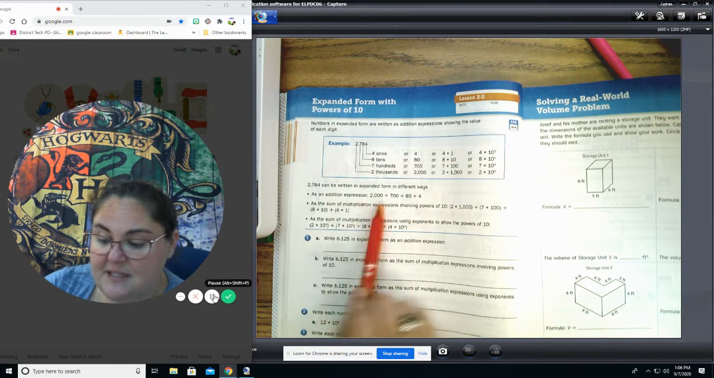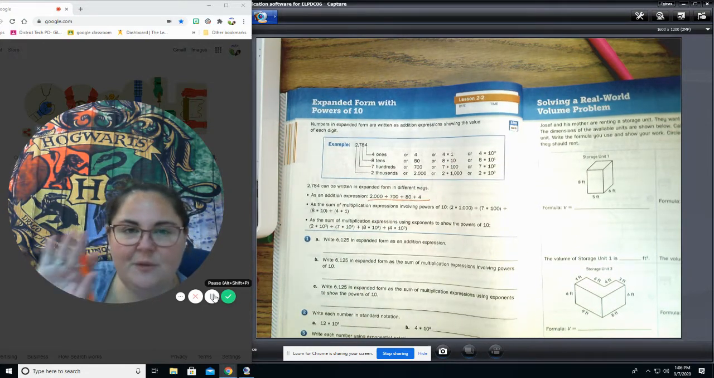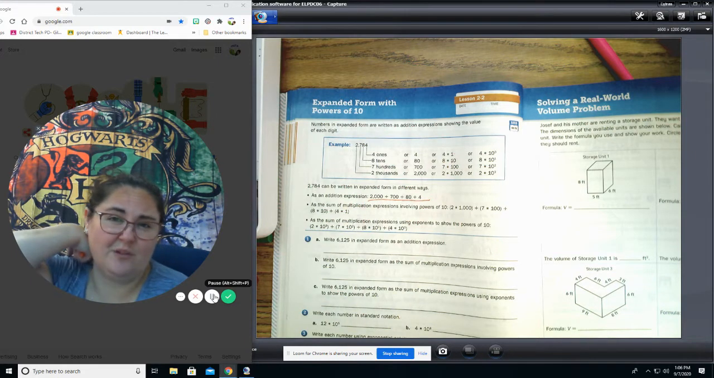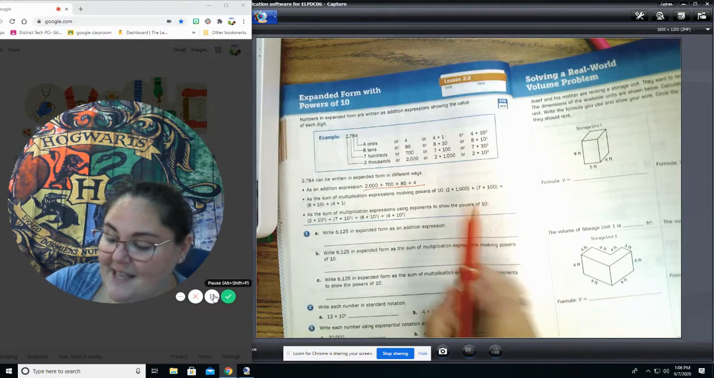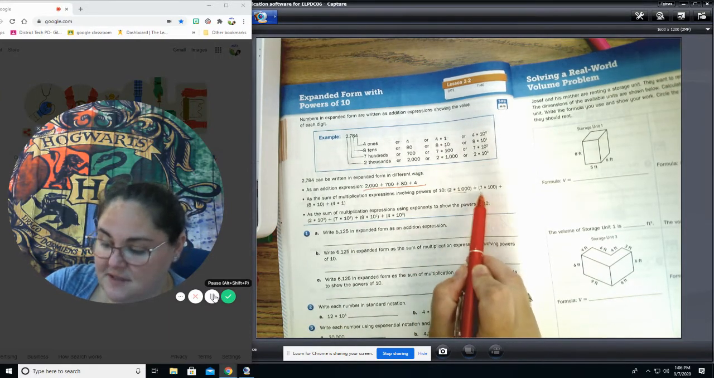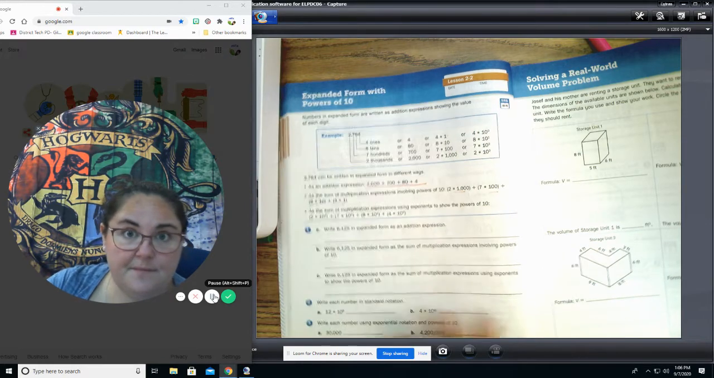So it can be written as an addition expression. This is the first way that I showed you yesterday. Remember, they do it a little backwards. They start with the biggest number. I start with the smallest number, but it's still the same numbers. The sums: 2 times 1,000, 7 times 100, 8 times 10, 4 times 1. We did that one yesterday.